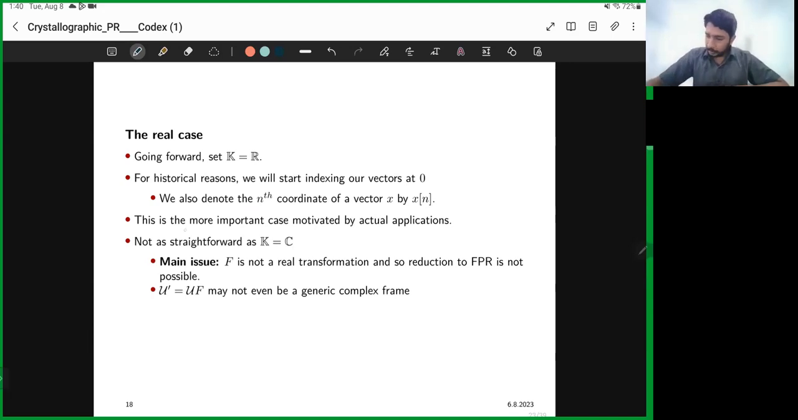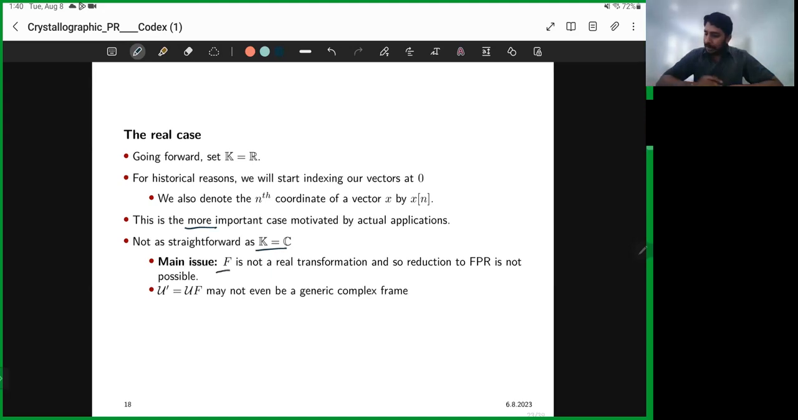Okay, and again, it's worth repeating that this is the more important case, the one motivated by actual applications. And this case is not as straightforward as the case when k was C, because F is not a real transformation. And in fact, even if you want to think about complex frame phase retrieval and do some weird translation, this is highly structured.